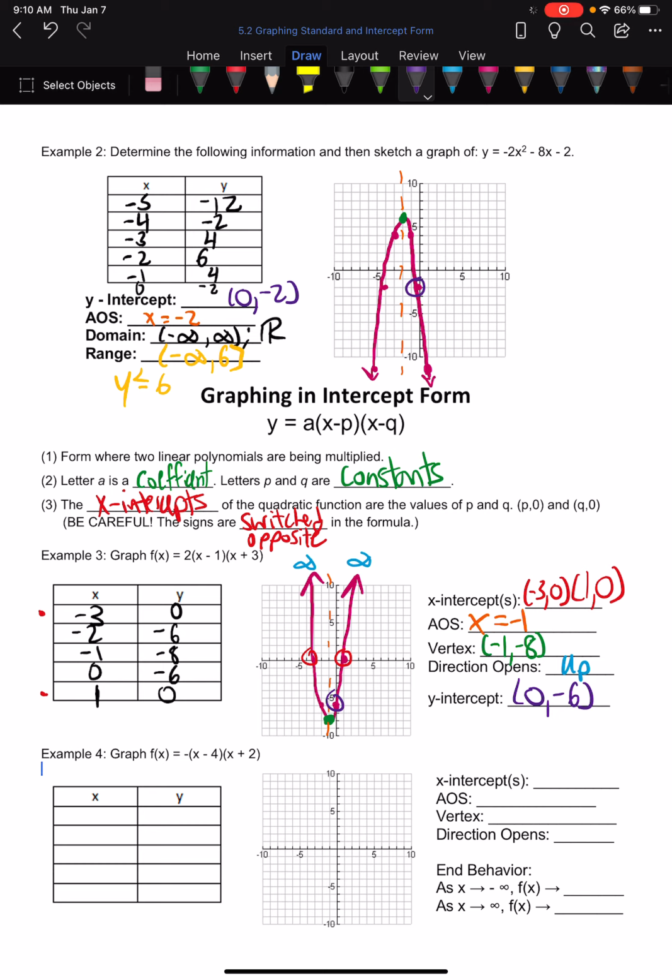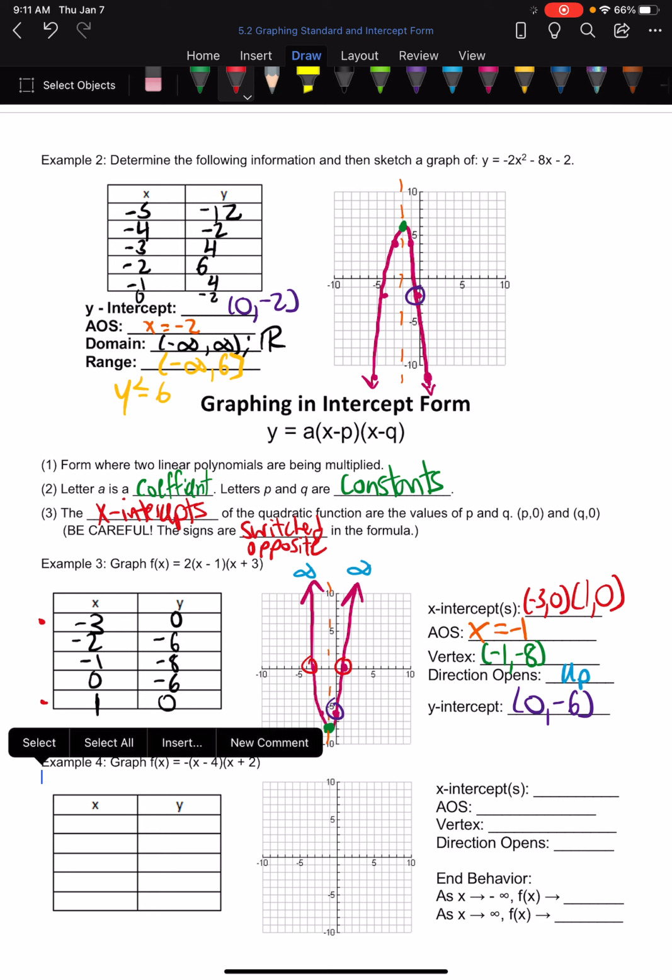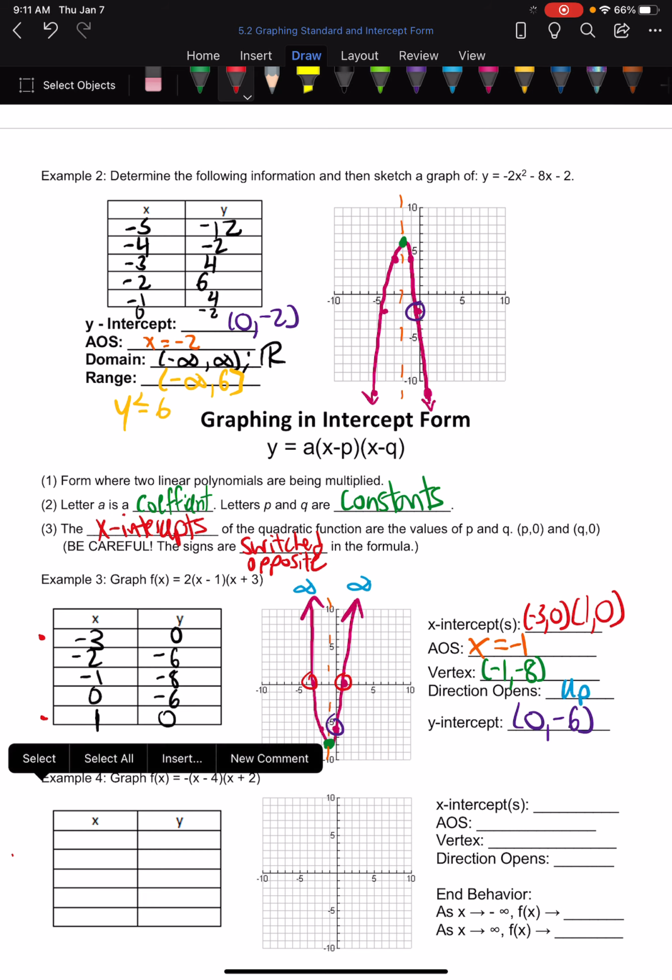Let's do the same thing with example 4. Before we get into it, let's see if we can figure out where our x-intercepts are before we go to our table function. So I've got a p-value here, a q-value here, but we want the opposites. So I'm going to guess that my x-intercepts are at 4, 0, because it's the opposite of p, and then at negative 2, 0. But let's see this when I plug it into the table function. So I've got negative x minus 4 multiplied by x plus 2.